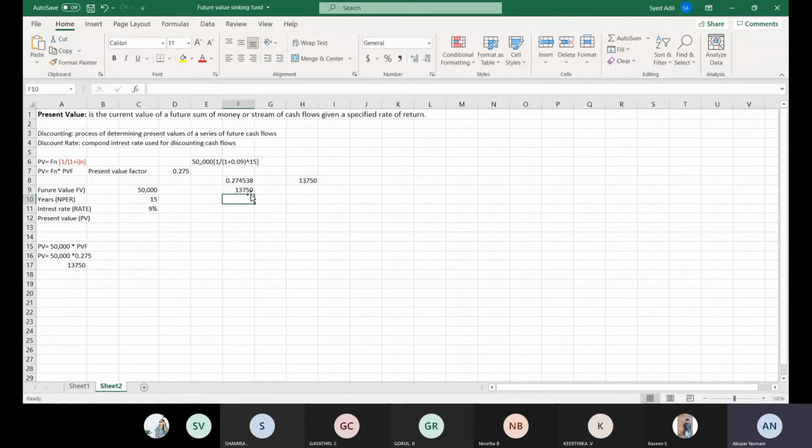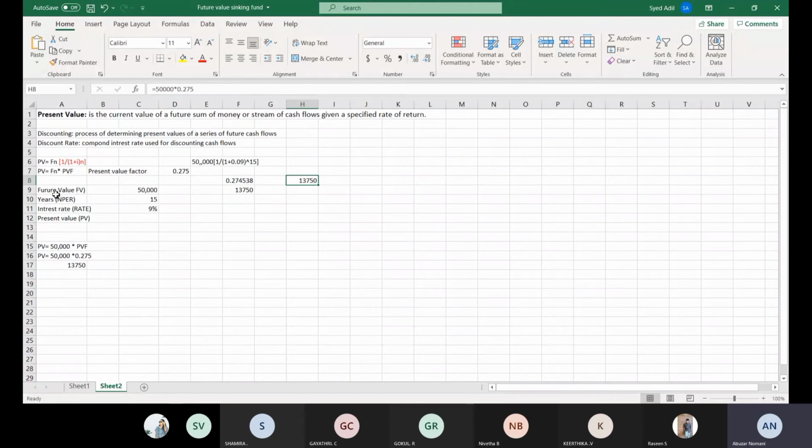We have to make it round. Okay, so here we have 13,750. Here also we will get the 13,750. Now we are going to find out this value, present value, with the help of Excel also. How can we find out the Excel formula? Suppose the same example we are going to take.